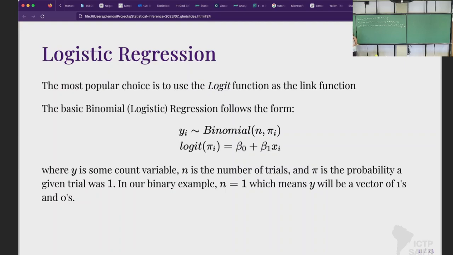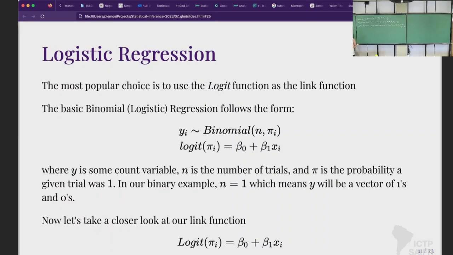And now this is the way that we've been looking at our model. Our variable y is distributed as a binomial variable. We have these two parameters. And then this is our link function, the logit, which linearizes our predictor variables. When y is some count variable, this n will be the number of trials that you have attempted. Or in our case, this n is equal to 1. It's going to be a vector of 1s and 0s. But when you have this y1, it is either did you observe a 1 or a 0?